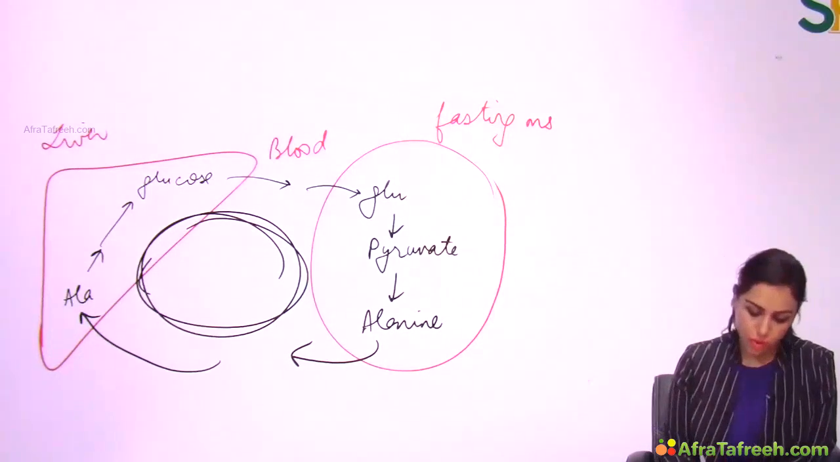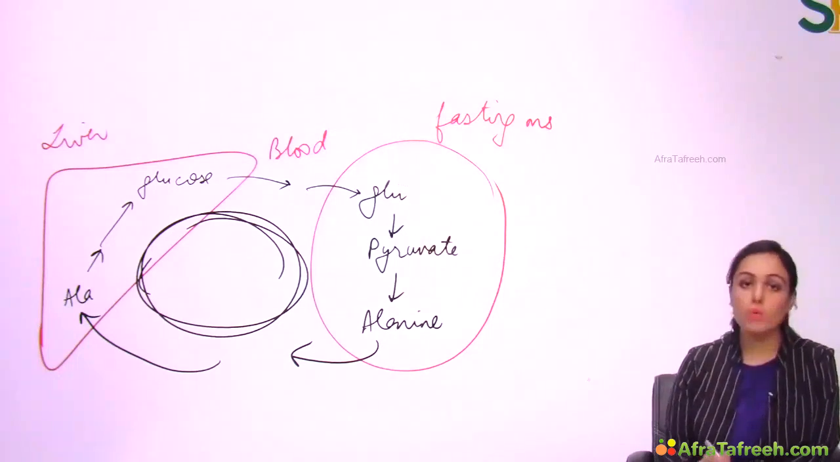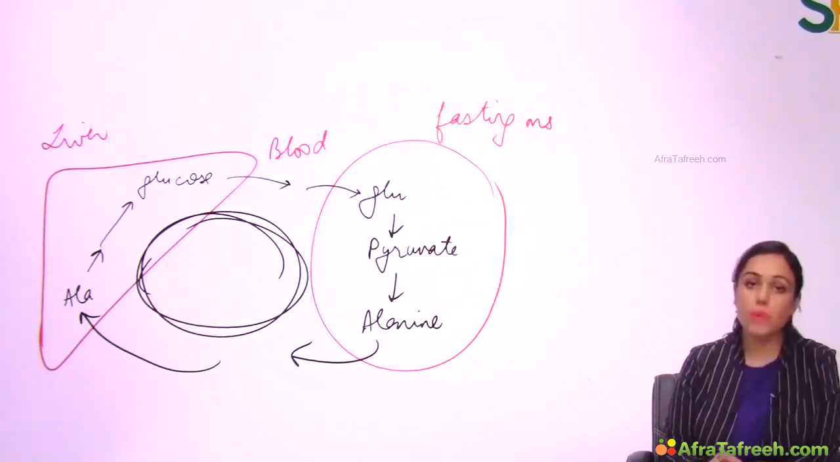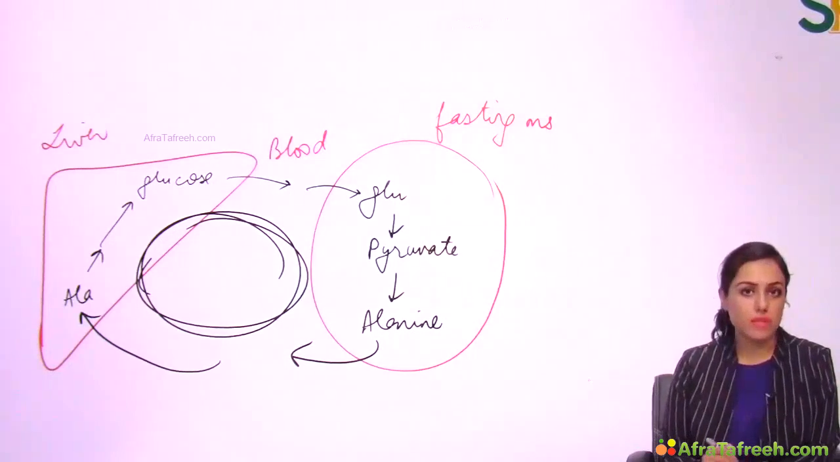So in fasting muscles, what will happen? Glucose will be converted to pyruvate, and then pyruvate will be forming alanine. Alanine can come out in blood. From blood, it is taken up by liver. In liver, alanine will be again converted to pyruvate and then finally forming glucose here. This glucose is supplied to that fasting muscle again.